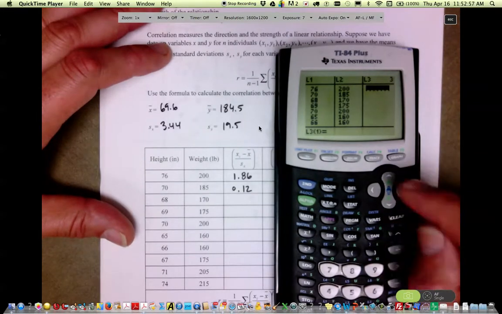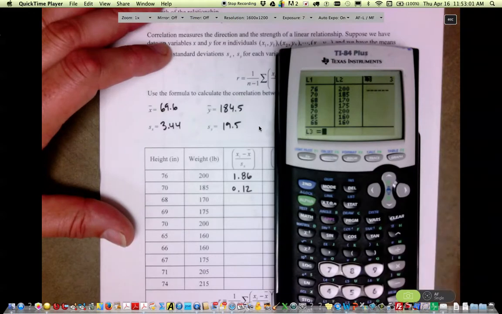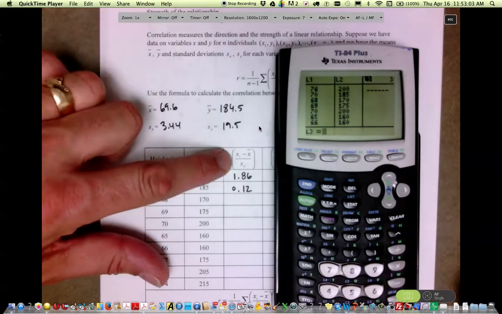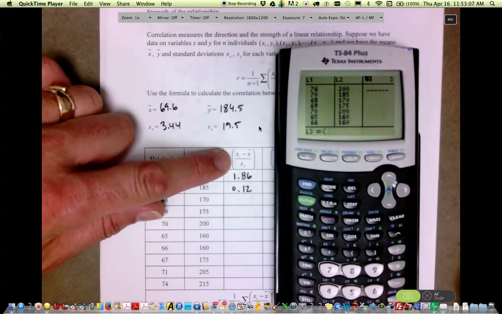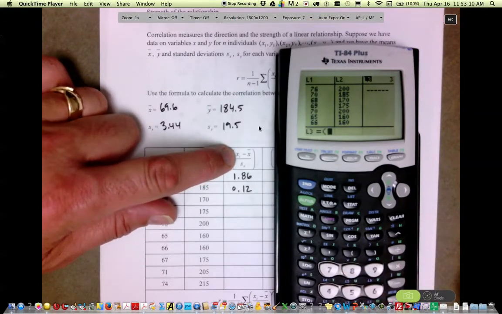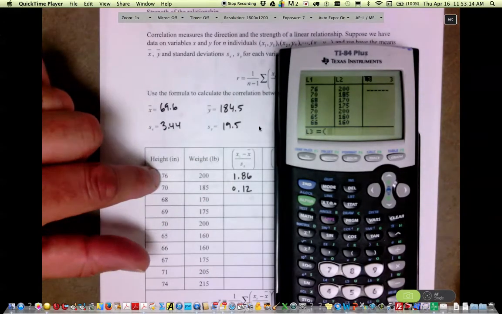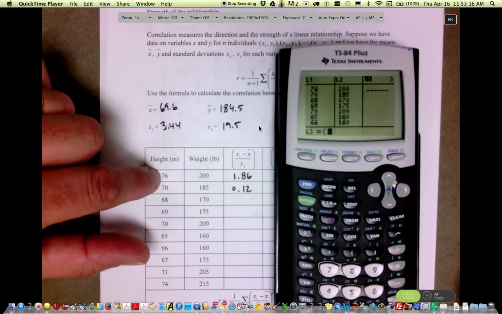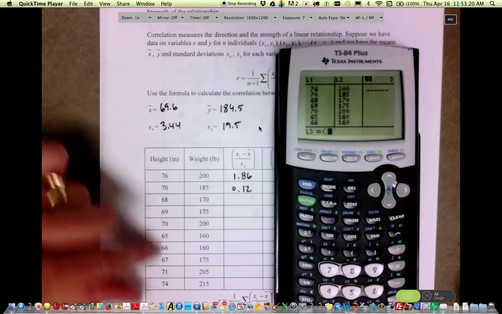All right, this is kind of nice. If I arrow up to the top of List 3 and hit Enter, I want to put this formula into the calculator. I have to start with a left parenthesis. The left parenthesis is the value of x. To get this 1.86, I took 76, subtracted the mean, and divided by the standard deviation. We're going to do that same thing to every one of these points.